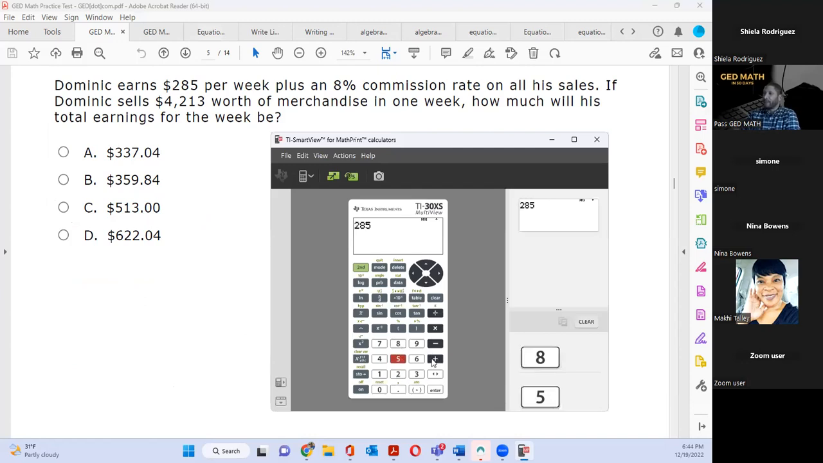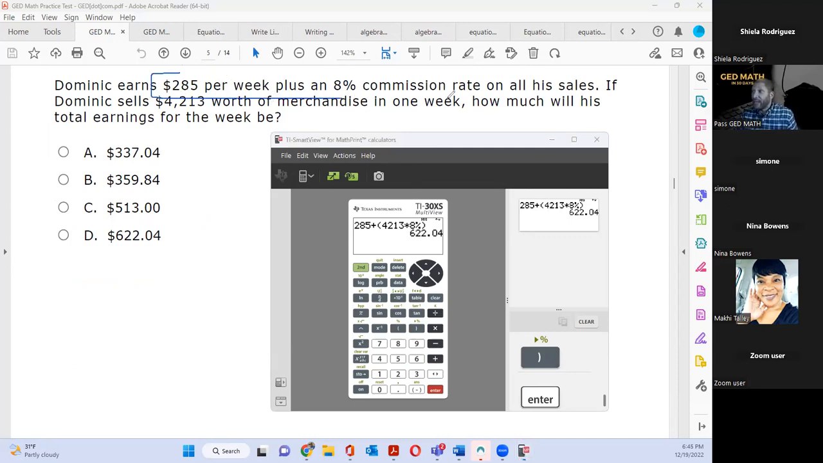285 plus, in parentheses, 4213 times 8%. Hold on, Mr. Tinsey, you can actually put the 8% in the calculator? You mean I don't have to change it to a decimal? Watch this. 15 seconds. Look at that. I'm done. It tells you what to do.